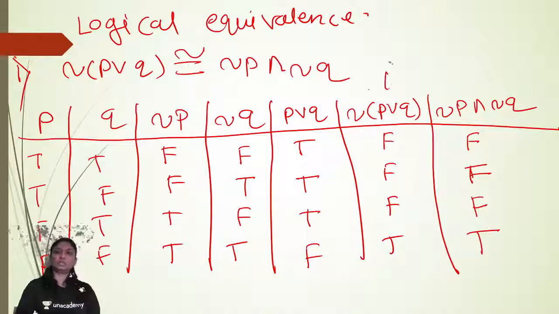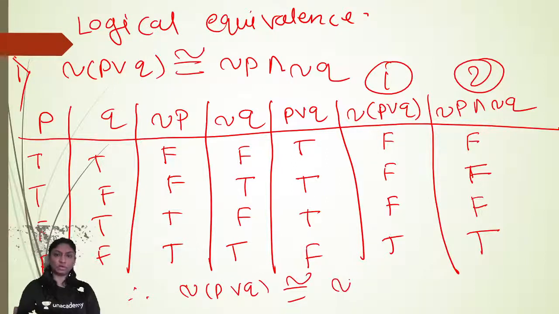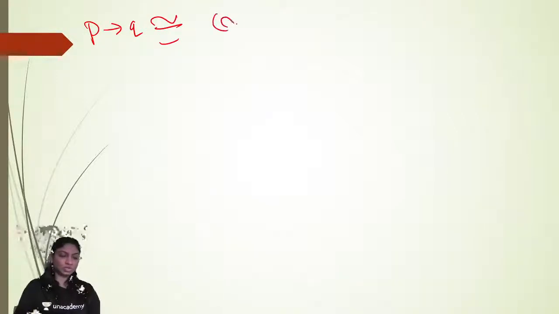Now, if you observe, from one end to the other, both the truth tables are the same. So therefore, negation of P or Q is equivalent to negation of P and negation of Q. We'll use these logical connectives to solve the DNF and CNF. So you must know the logical connectives for this. P implies Q is equivalent to negation of P or Q.